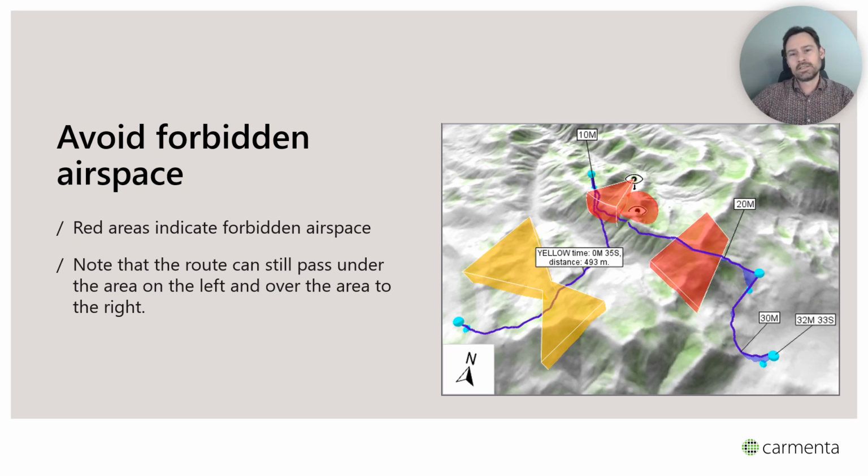Finally, we have airspace that is totally forbidden, and this is displayed as red volumes of different shapes. They can, for example, represent restriction areas, closed airspace, or enemy threats. Observe that the route can still pass under the area on the left here, due to the concealing ridge that makes the line of sight from this observer hidden by that ridge. And it's also possible to pass over the restriction area on the right, since it's just restricted up to a certain altitude.